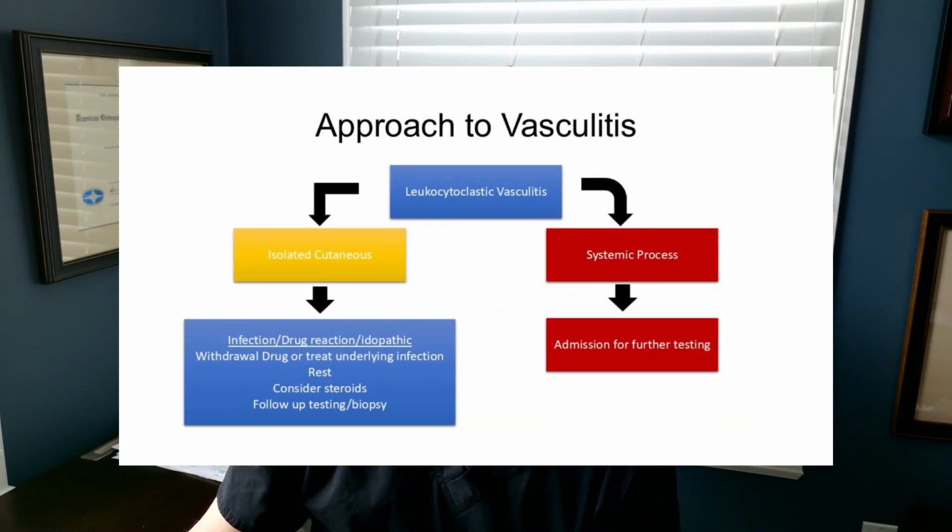You would do things like rest, which involves avoiding standing or walking, elevating the legs, and using compression stockings. You might consider a course of steroids for the patient, which would be prednisone 0.5 to 1 milligram per kilogram per day. This is more appropriate if the patient has a severe disease or they're having severe symptoms, the rash is widespread, or the disease is possibly recurrent. But being started on this medication, the patient may be able to be sent home if it's only a cutaneous reaction.